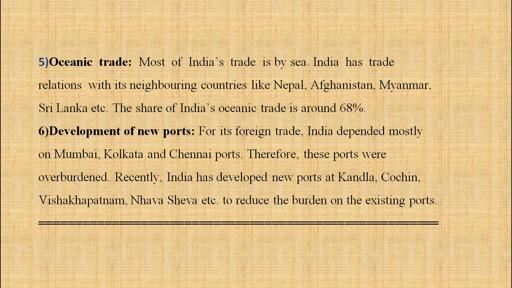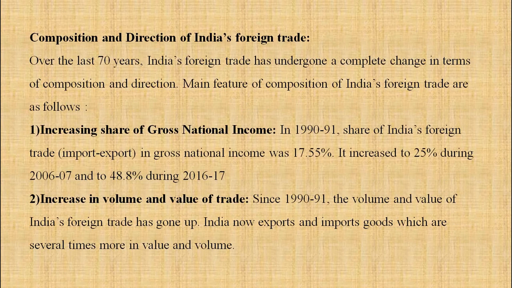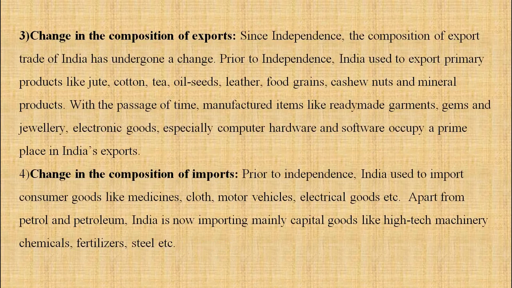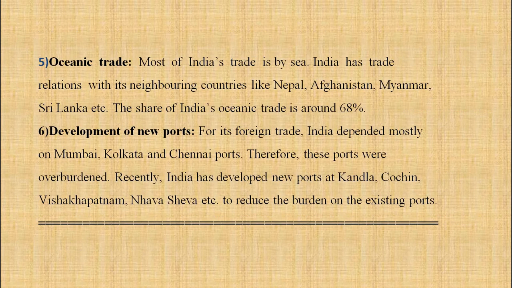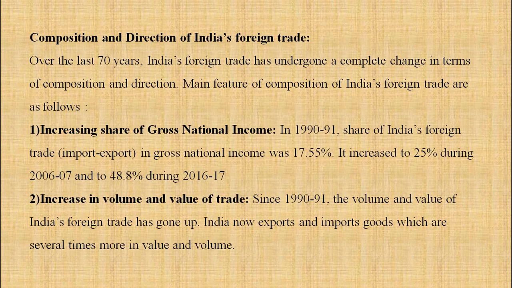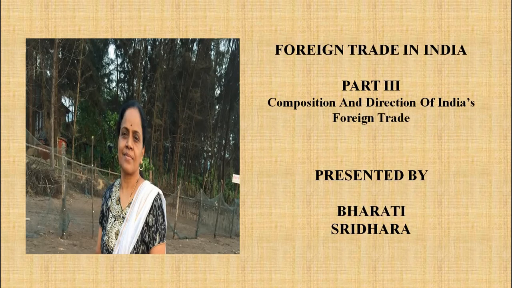So in this way, you have to show what is the change, or what is the composition and direction of India's foreign trade. Everywhere you can see that there is growth. Gross national income is growing, then there is an increase in the value and volume of trade. The export is rising, various commodities are covered in export, import is now a little less, and oceanic trade has also increased up to 68%. There are various new ports developed in our country. So these things are showing positive change in India's foreign trade. This is what you have to understand.